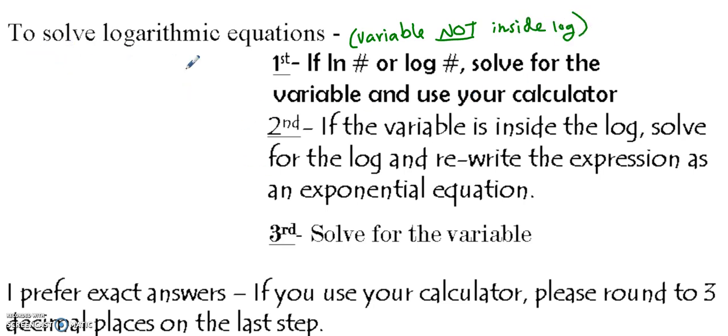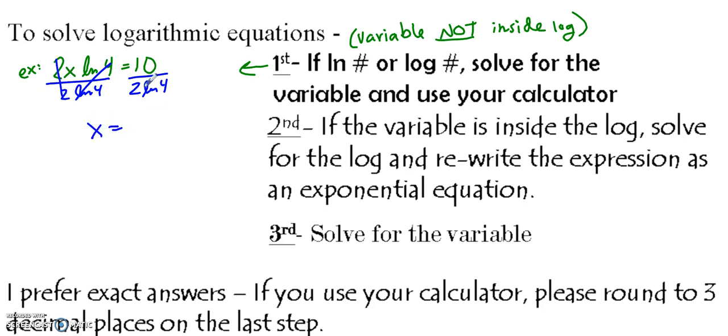So for example, if I have something like 2x natural log 4 equals 10. Well, my variable is not in my log, so I can solve this just like any other equation. Divide by 2 natural log 4, and x equals 10 over 2 natural log 4. I can simplify that, 5 over natural log 4. So if my variable is not inside my log, I don't need to worry about getting it out.